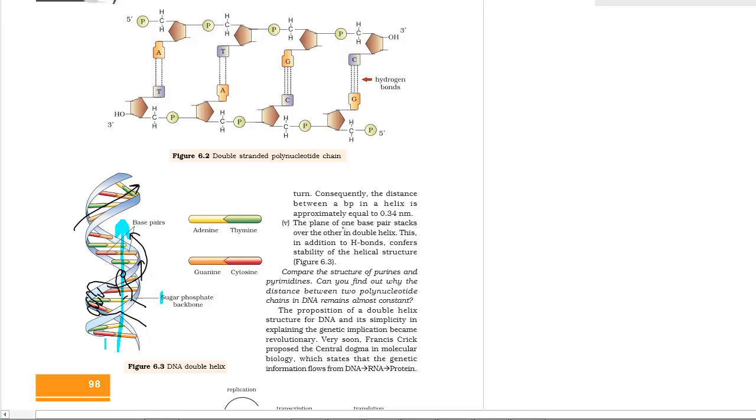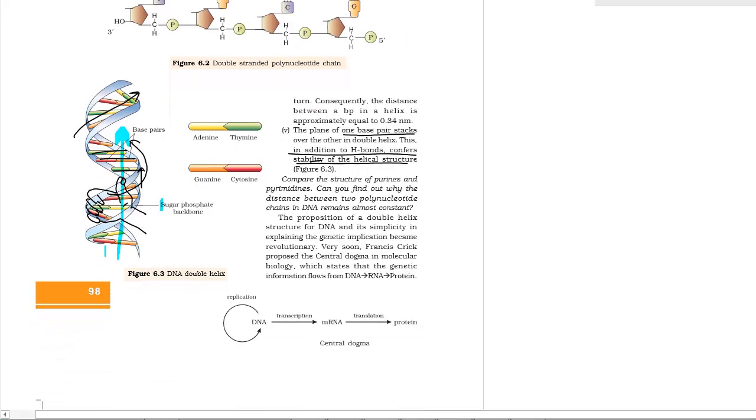The next thing is that the plane of one base pair is stacked over another in the double helix. So as you can see, one base pair is stacking over another, and this, in addition to the hydrogen bonds, confers stability to the helical structure. This also stabilizes the DNA. It is just like a staircase: you have the backbone, as well as these steps of the staircase. So we're done with this particular topic.